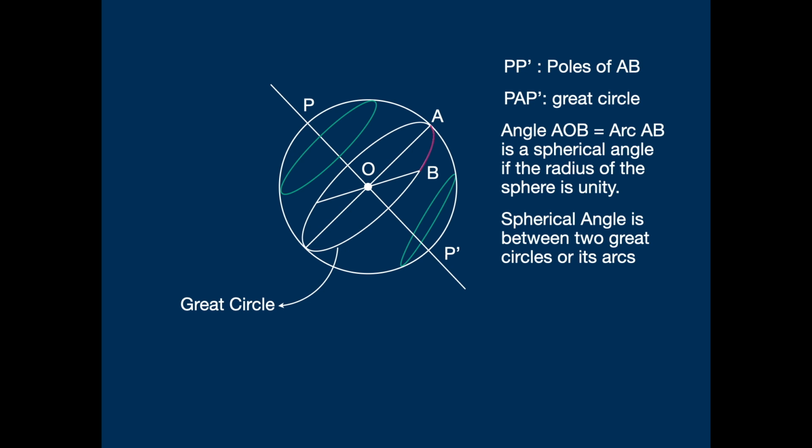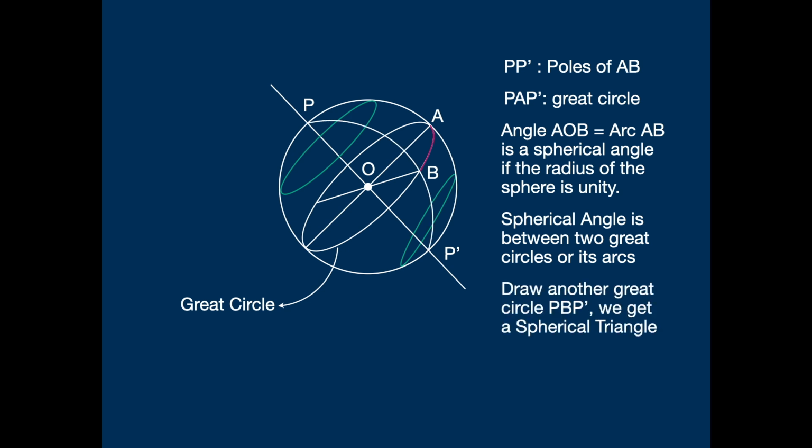If the radius of the sphere is unity, then this angle AOB is the same as the arc AB. So the arcs on the great circle on the sphere are also angles. A spherical angle is therefore an angle between two great circles or its arcs. So here, for example, you have one great circle which is PAP prime, and then there's the other great circle. Let's say I draw another one here. So I have two great circles, PAP prime and PBP prime. Then the arc AB is the angle between two great circles.